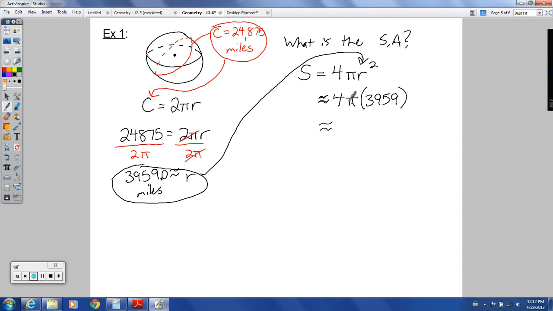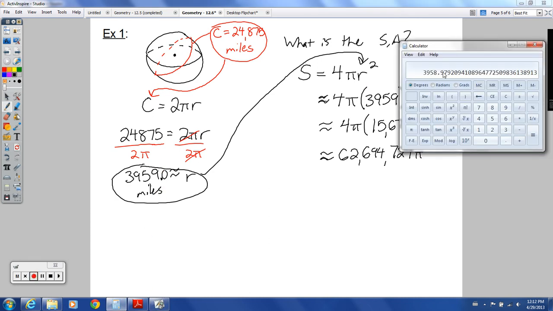And if I put this into a calculator, 4 times pi times that, I have to square that part. I'm going to get 4 pi times, this squared is about 15,673,681. And if I multiply this times 4, I would get 62,694,724. Yes, there's a little bit of rounding error here because I rounded this to the nearest tenth.